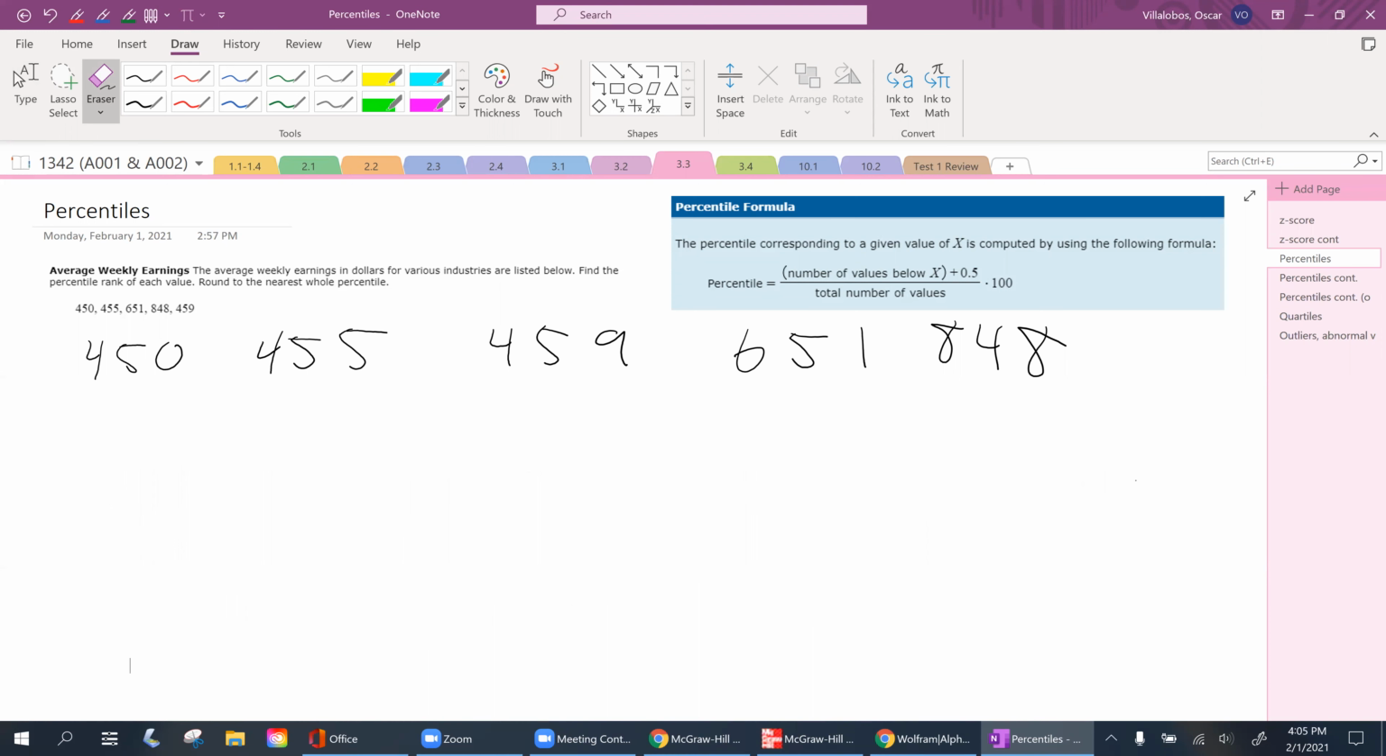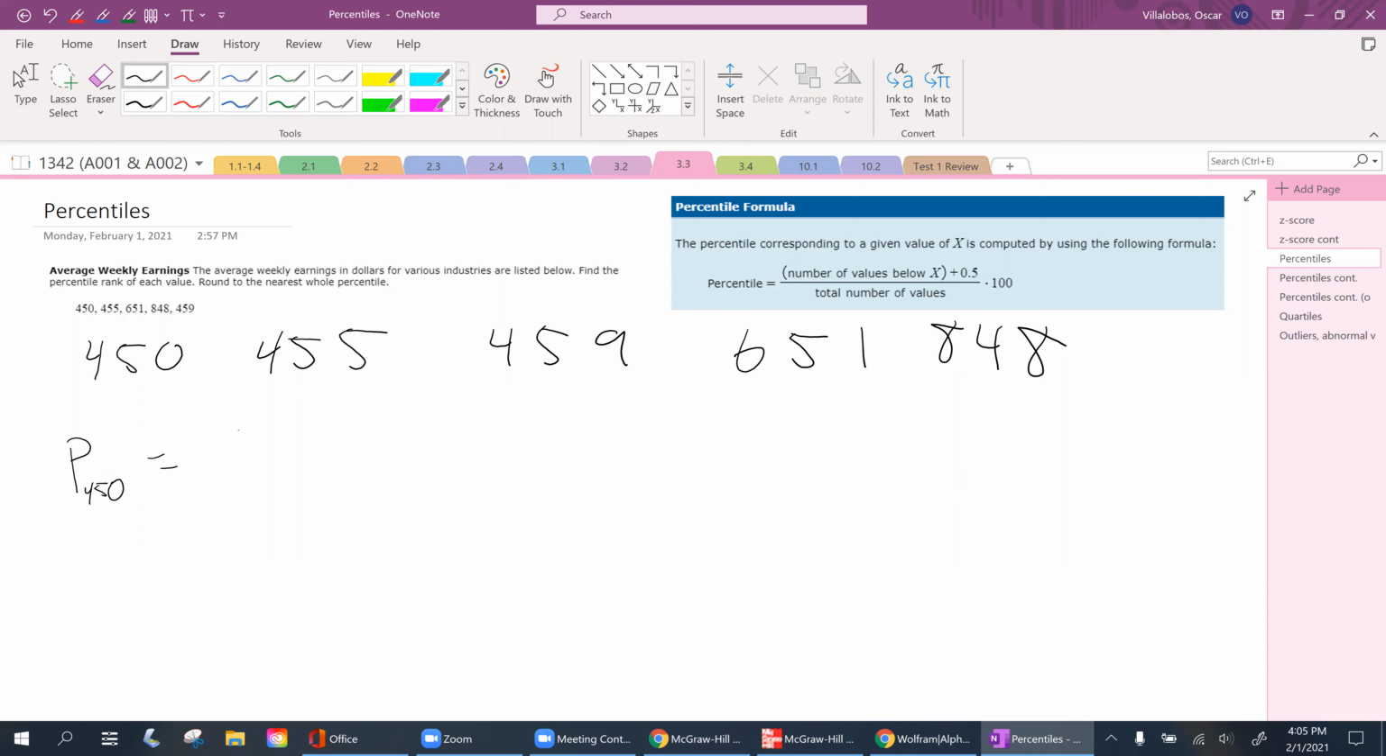Now we're going to do this with these values. To find the percentile, you count the number of values below the x, and our x is going to be those specific values. So ask yourself, to find the percentile of 450, how many numbers are below 450? None. There's nothing there.